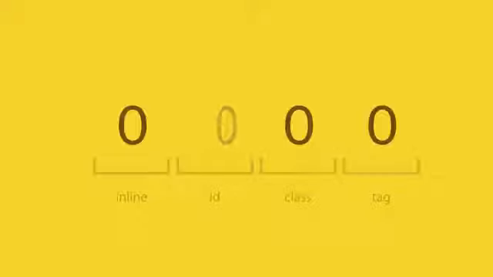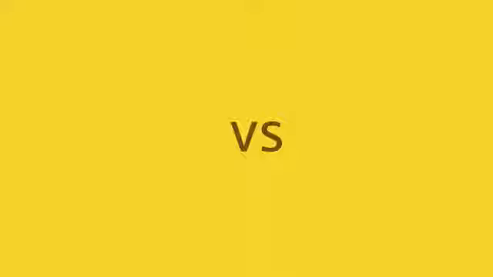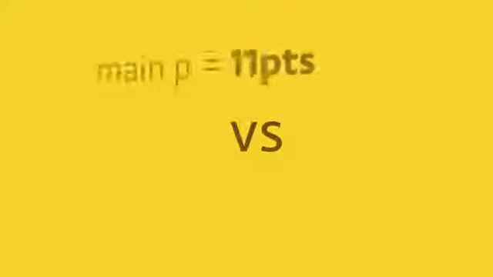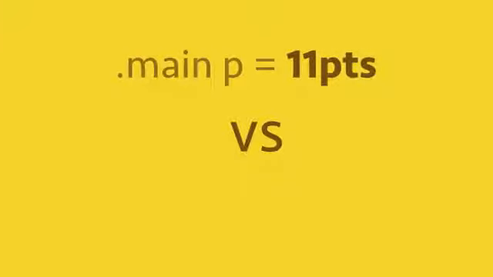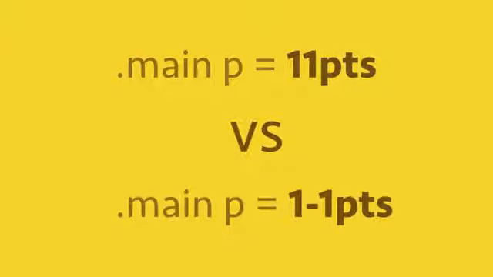To complicate the delicate and fragile world of CSS specificity, we also have to deal with ID selectors, which add 1 point to the hundreds column, and even then, inline styles, which add 1 point to the thousands column. Isn't this awesome? Now I want to draw your attention to the difference between the idea of class main p being worth 11 points and being worth 1-1 points.